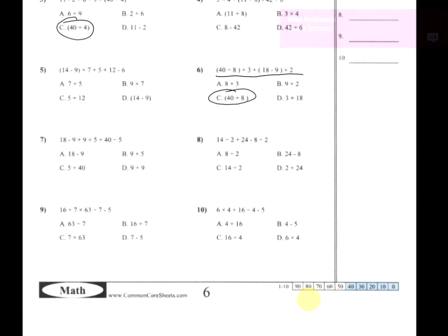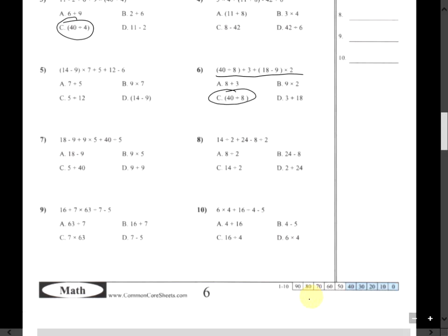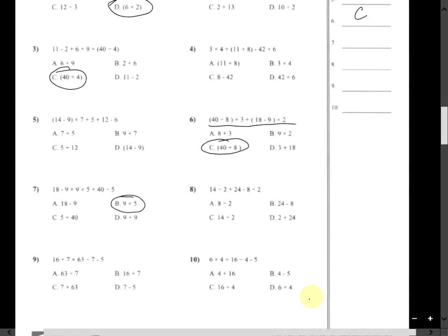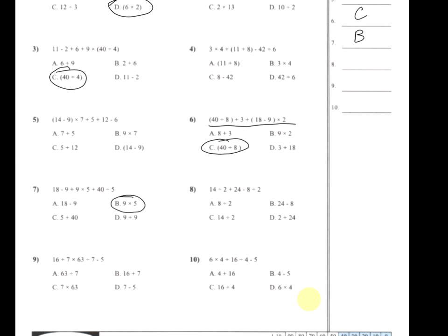B. B? Let's see here. I can see what B says. Yes, that is correct. B is what I would do first. So we go over here to number 7 and we put the letter B. Okay, the reason we do B is because there's no parentheses, there's no exponents, so we do multiplication or division. So as I move from left to right, there's a subtraction, a plus, a times, a plus, a division. So I do the times first. That's what 9 times 5 is.